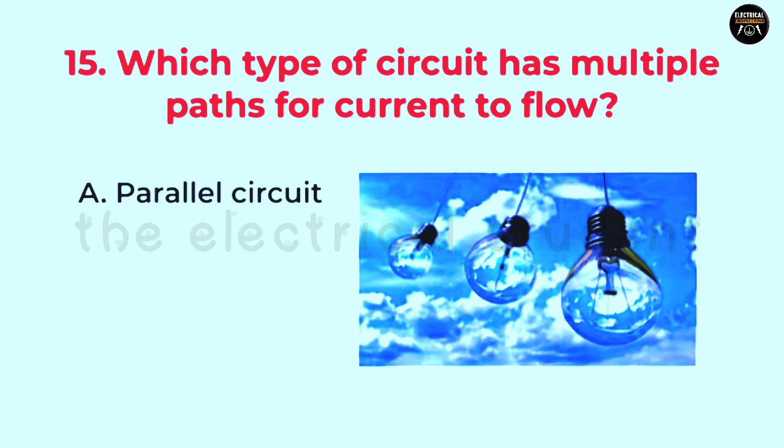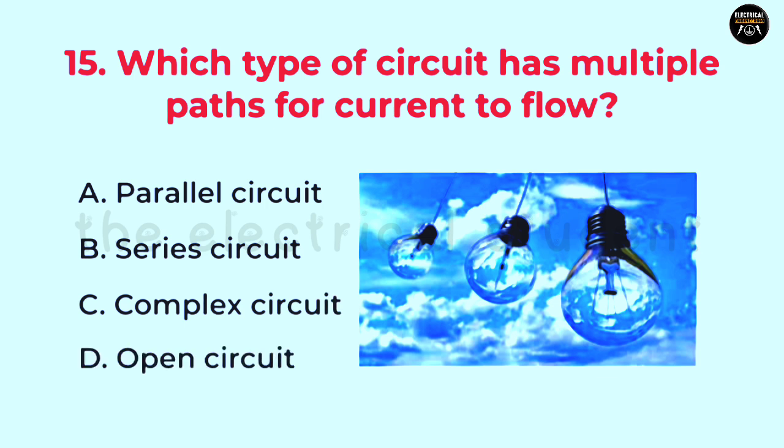Which type of circuit has multiple paths for current to flow? A. Parallel circuit. B. Series circuit. C. Complex circuit. D. Open circuit. The correct answer is option A, parallel circuit.